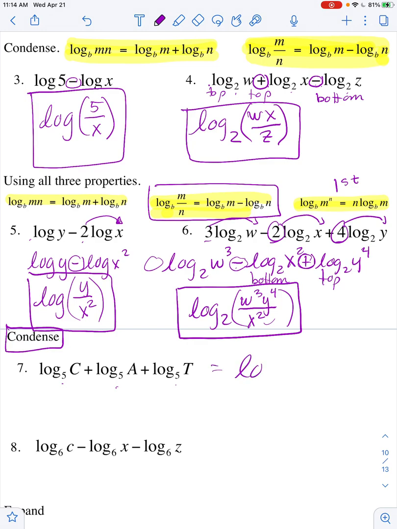I'm going to condense them into log base 5, and her point in this is it doesn't matter. Letters, smiley faces, numbers, you still condense the same way. So these are both positive, so everything is going on the top. There's nothing on the bottom. And that means they're going to get put together with multiplication. So I just write them next to each other.